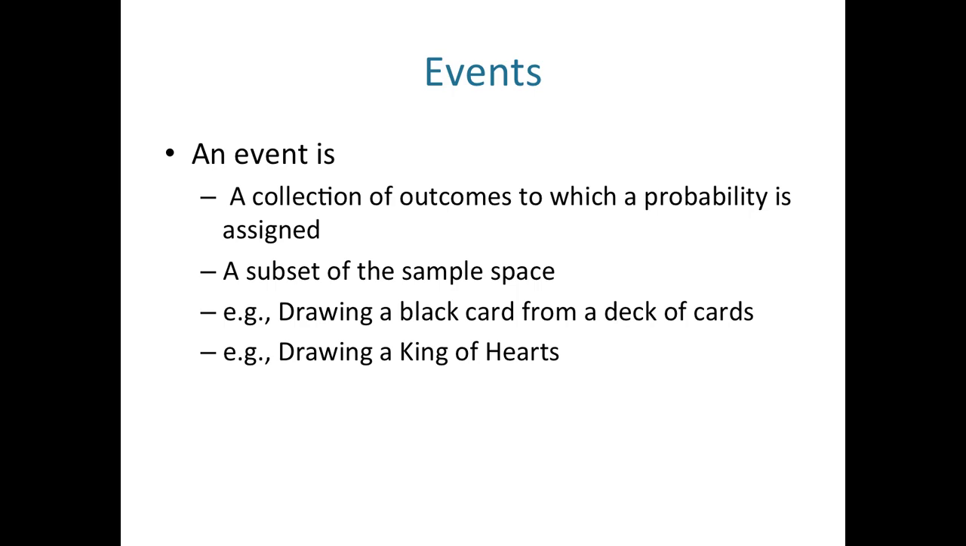What is an event? We've talked about sample space. So the set of events defines the sample space. An event is basically a collection of outcomes to which a probability is assigned, okay? So in reality, an event is a subset of the sample space. An event can be getting a 6 when we roll a die. An event can be drawing a black card from a deck of cards. An event can be drawing a king of hearts from a deck of cards. Anything that happens when we are experimenting with a probabilistic experiment, that's an event.